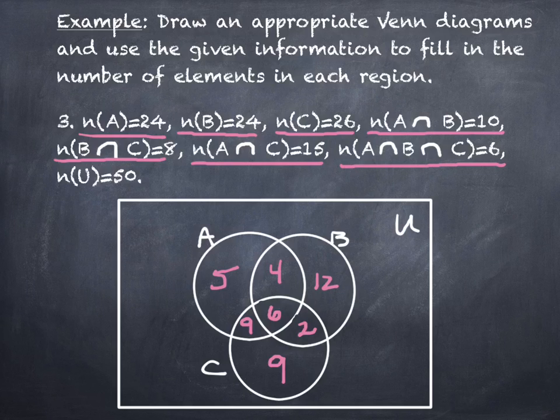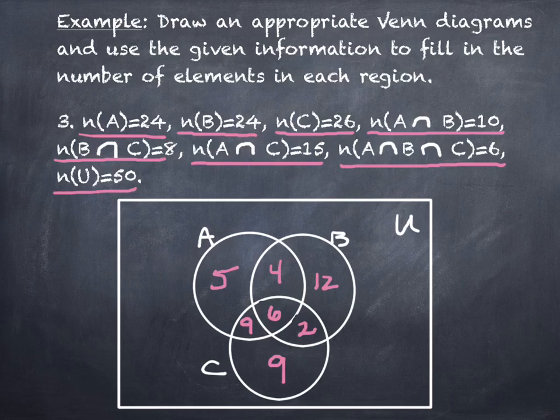All right, and then our final piece of information is here at the end when it tells us that n of u equals 50. So on this one, in other words, all of those numbers in the entire picture, every number I've written here in pink, plus the outside, which I haven't yet written in, have to add up to 50. So we're going to add up all the pieces on the inside of the puzzle.